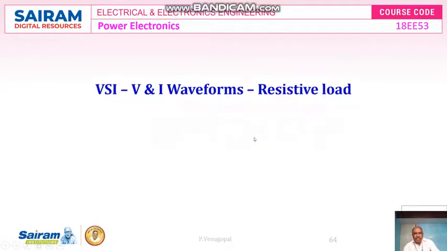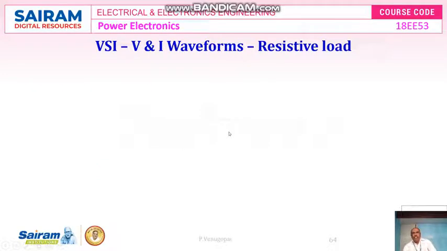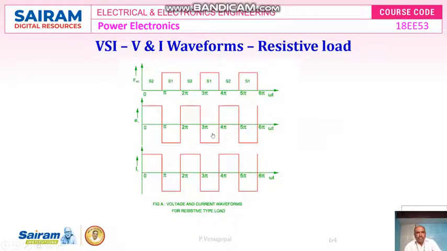Finally, we see the voltage and current waveform for the resistive load in case of the voltage source inverter. So here you are observing the DC voltage, where S2 is switched on for the time period 0 to pi, pi to 2 pi is S1, 2 pi to 3 pi is S2, 3 pi to 4 pi is S1, 4 pi to 5 pi is S2, 5 pi to 6 pi is S1. This is the DC source, and the inverter converts your DC to AC.